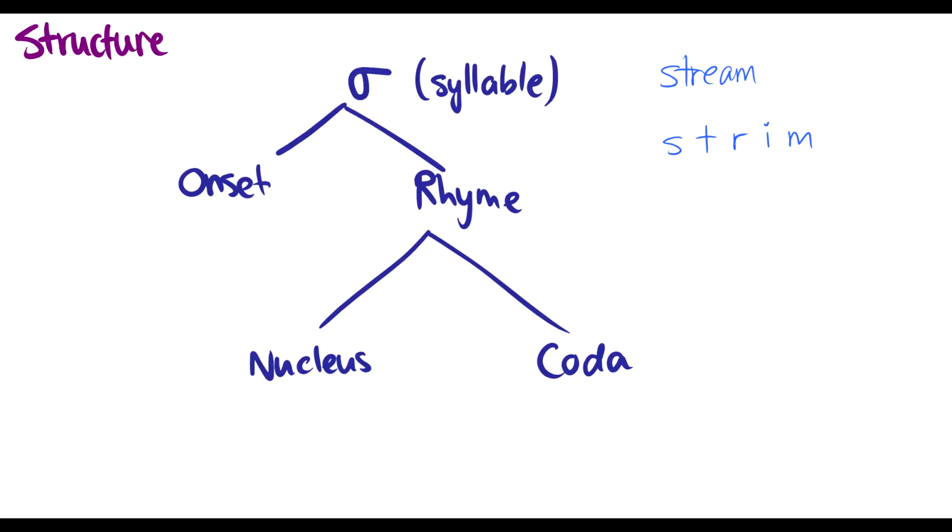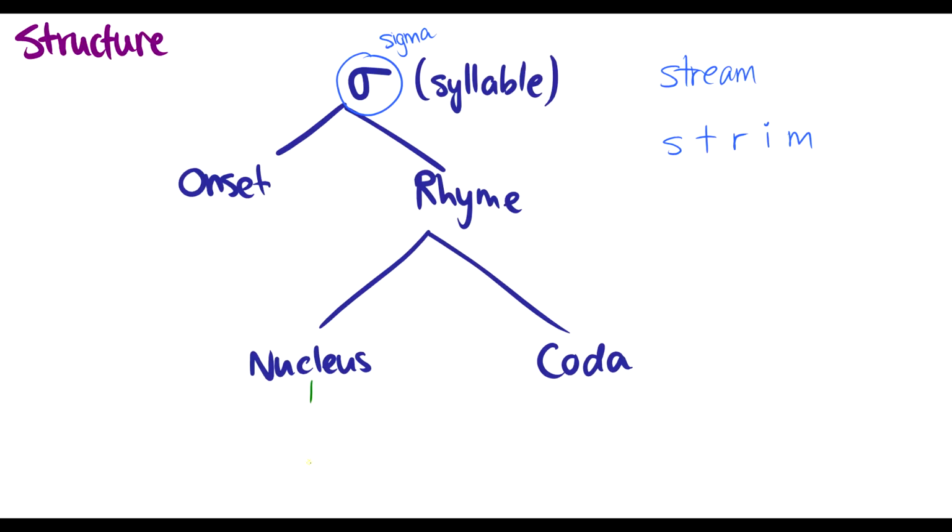So we have the onset and the rhyme. So we have a syllable. This is sigma. This is lowercase sigma in Greek. We use it because it starts with an S, same as syllable. This breaks into the onset and the rhyme, and the rhyme contains the nucleus and the coda. The most important part is the nucleus.